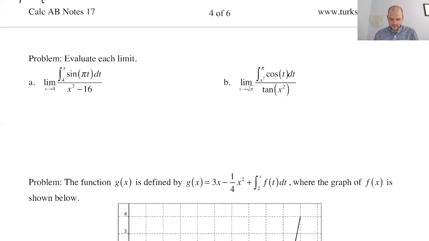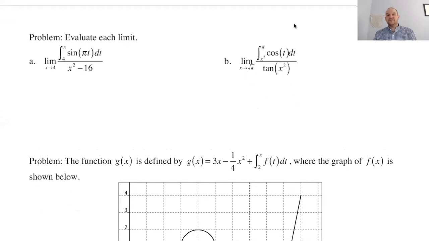All right, we're back. We are on page 5 of note 17 of Calc AB. We're talking about accumulation functions and the second fundamental theorem. Basically, we're just doing a lot of calculus at this point, because once you know a topic, it's all about integrating it into all the other stuff that you've done.